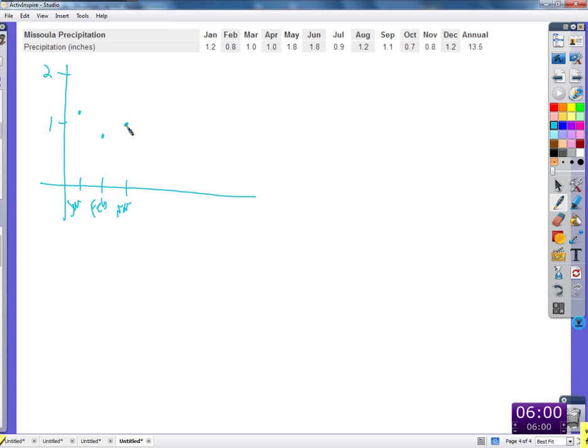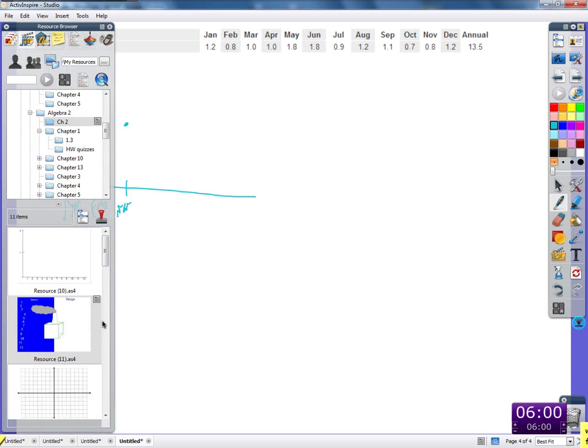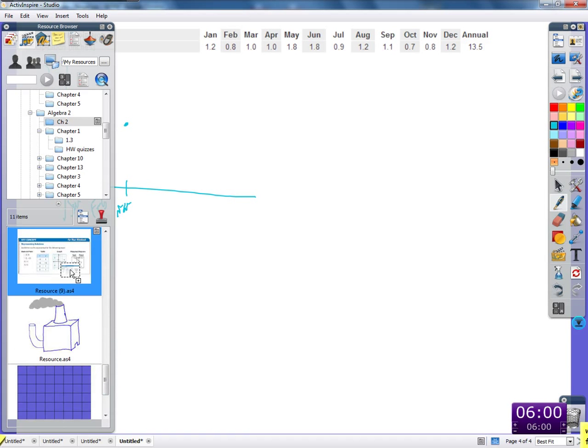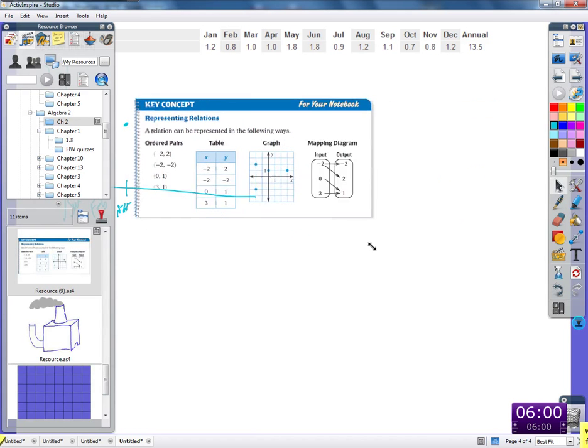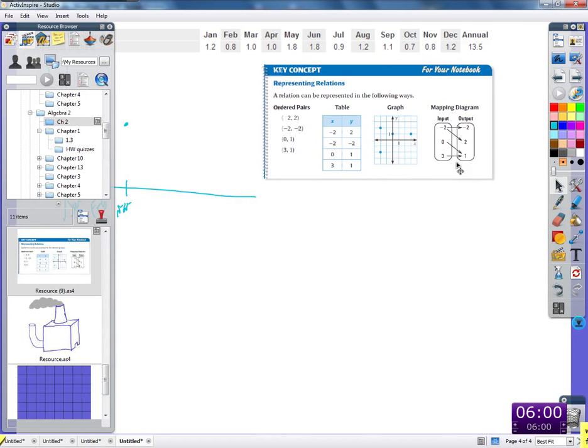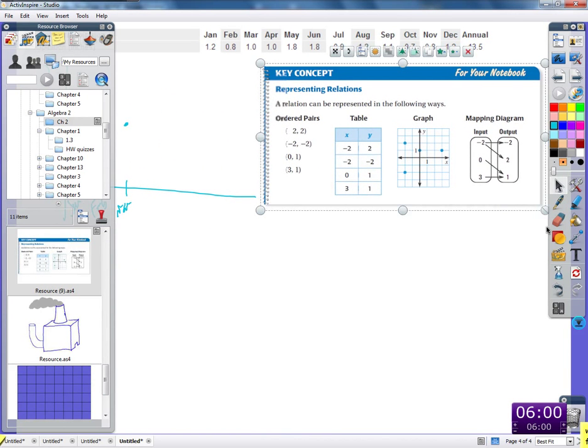Okay, so there's 4 ways. Here we go. This is in your book. 4 different ways to represent a relation. This one is supposed to look like this, supposed to be a negative 2. So that's 4 different ways right there in that little box to represent the same relation.